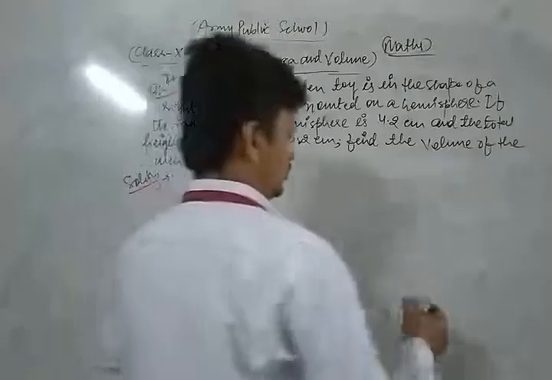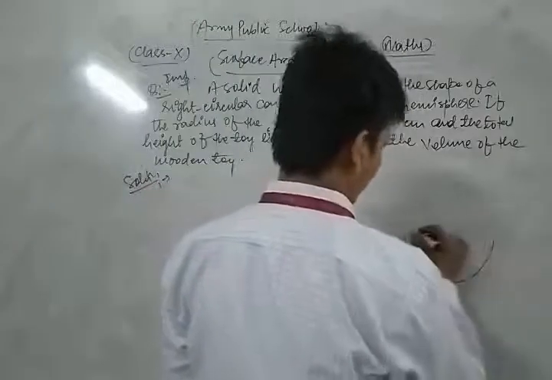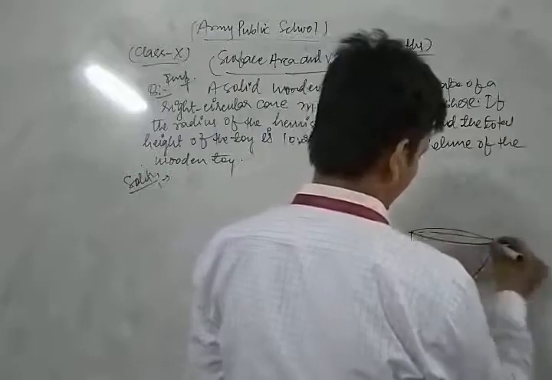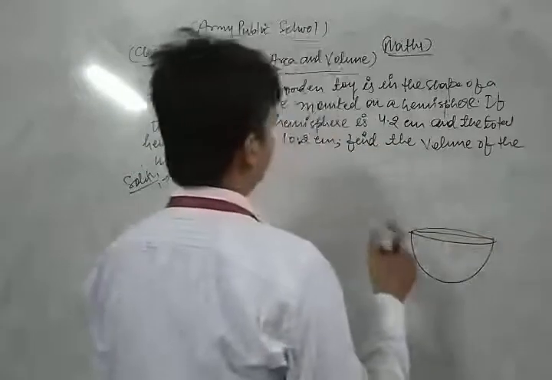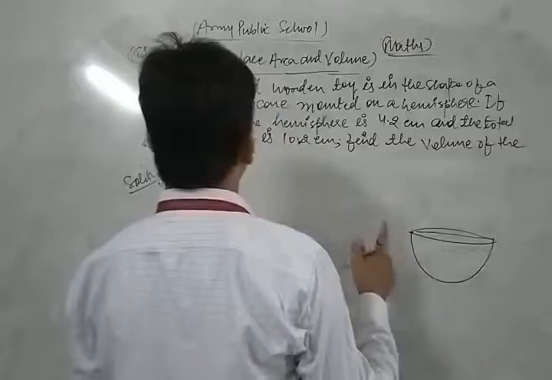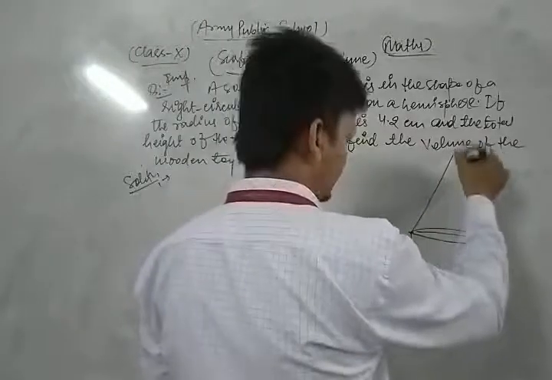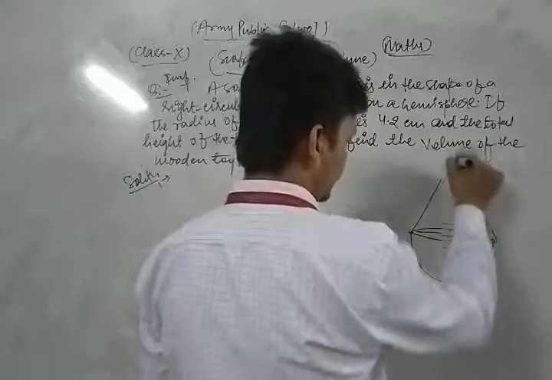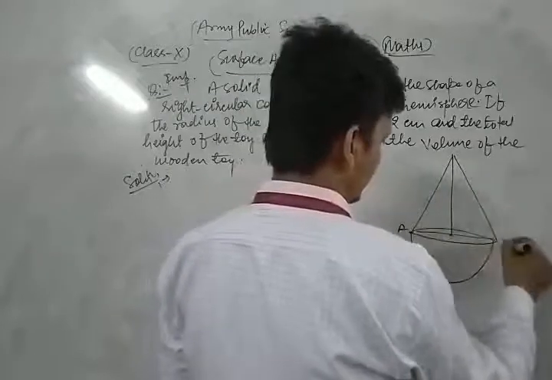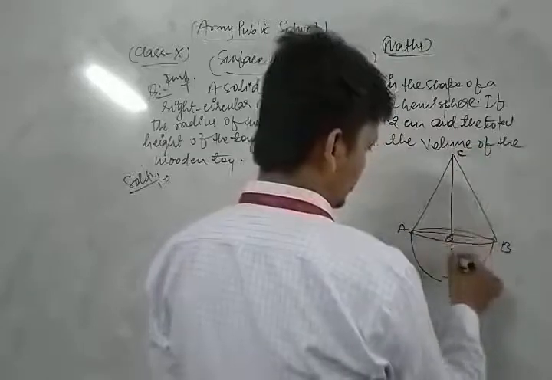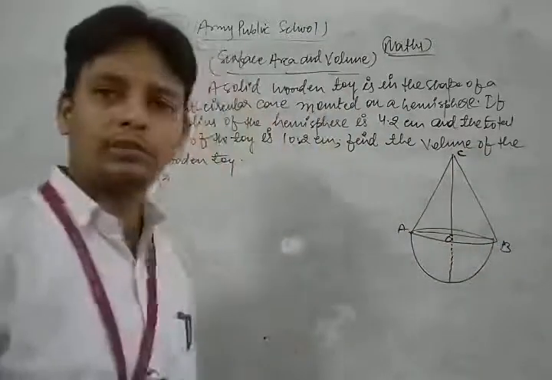So look. First of all, this is the hemisphere, and this toy is a right circular cone mounted on a hemisphere, and above it is the conical shape. Means this wooden toy is in the shape of this A, B, C. Okay, this is the O. This is the shape of the wooden toy.